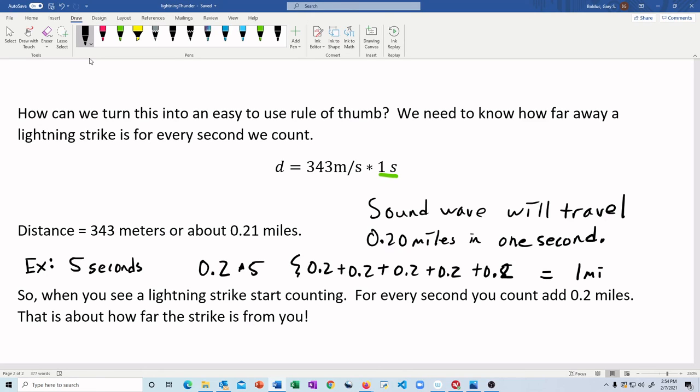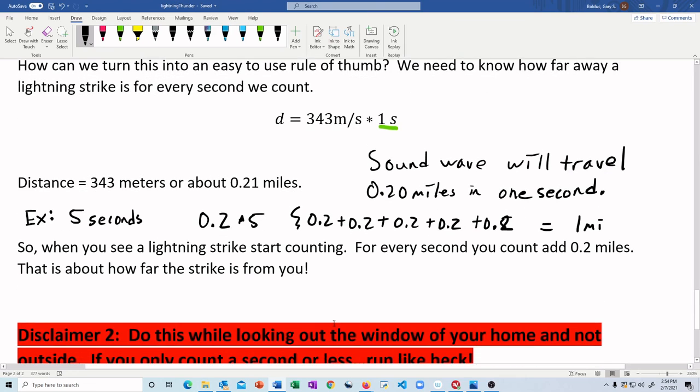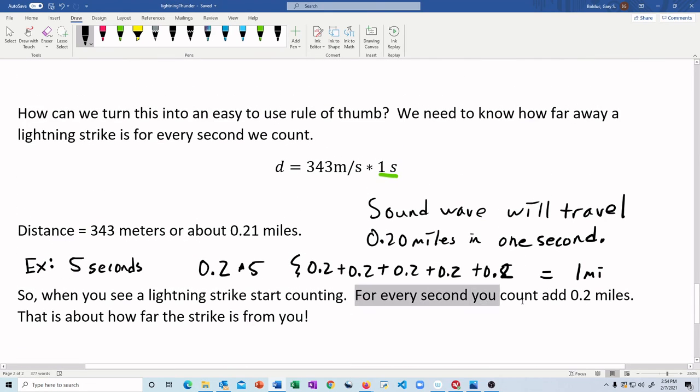Okay? That's it. So your rule of thumb, if you want to, can be for every second that passes when you're counting, add 0.2 miles. Okay? All right, so that's it. Now you can go use that. You could go tell your friends, you're in a thunderstorm, and you're like, whoa, watch this. And then you figure it out, and most likely they have no way to check it. So you'll sound awesome, but it's working, and you're not perfect, but it's true because we did the math to show it.